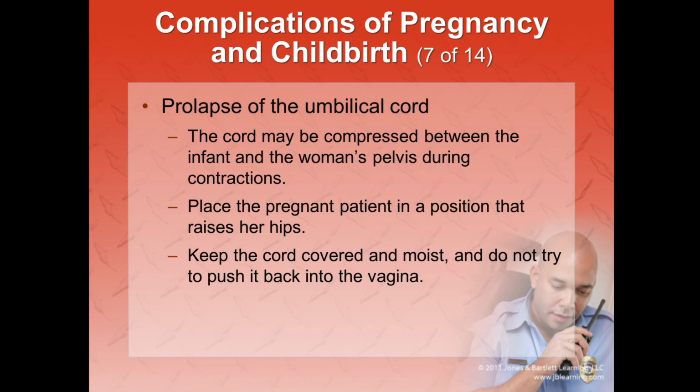Another complication of pregnancy and childbirth is if, during a visual of looking at the vagina to see if there is any crowning, we may see that there is a prolapse of the umbilical cord. So the cord may be compressed between the infant and the woman's pelvis during contractions.